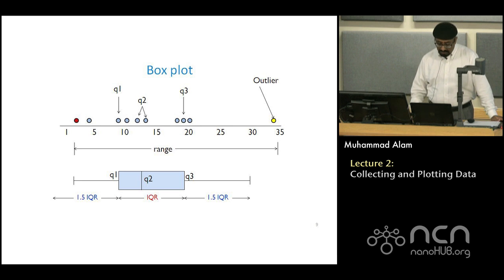So in that case, you will see that all the blue points and the red point are good points because they fall within that range. But you see the yellow point did not fall in that range, right? The yellow point is larger than this range. So therefore, the yellow point would be an outlier. It will be an outlier.